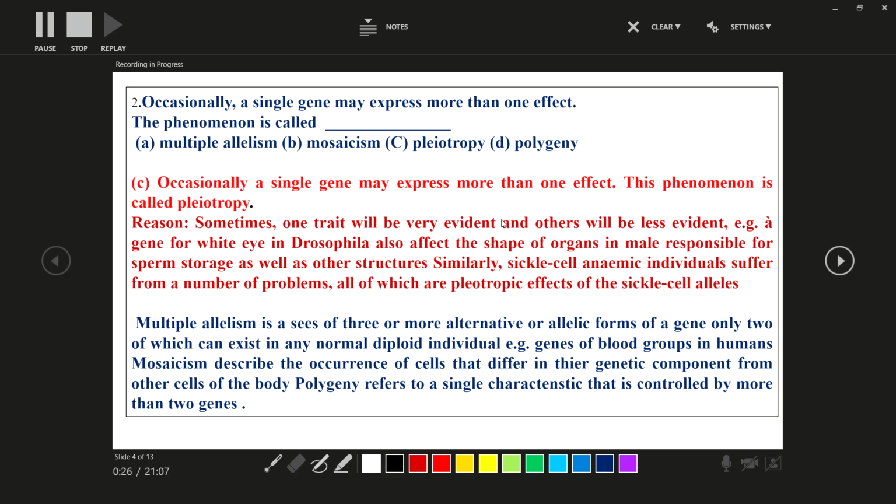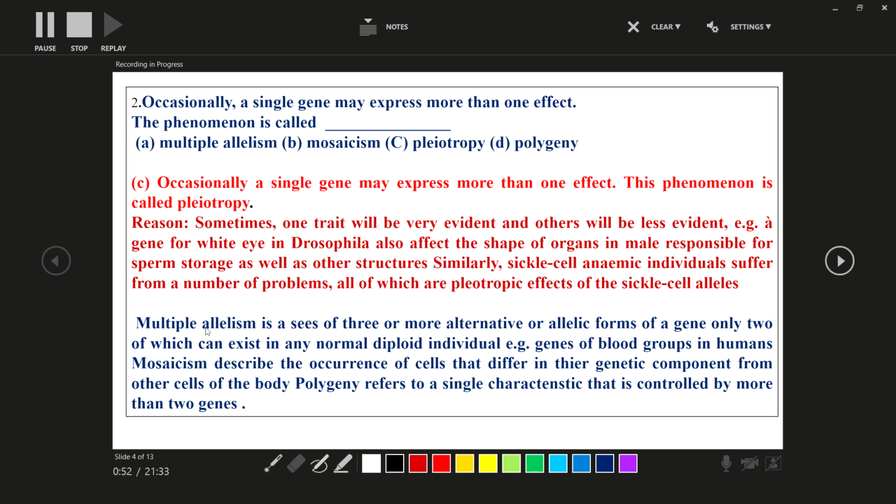Sometimes one trait will be very evident and others will be less evident. A gene for white eye in Drosophila also affects the shape of organs in the male responsible for sperm storage as well as other structures. Similarly, sickle cell anemia individuals suffer from a number of problems, all of which are pleiotropic effects of the sickle cell allele.